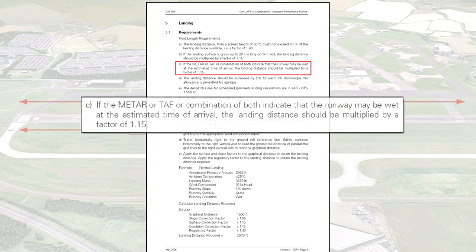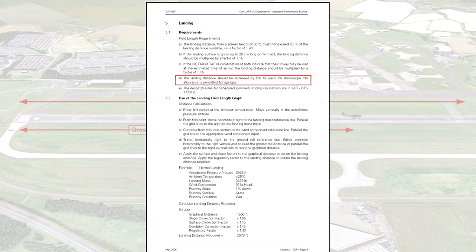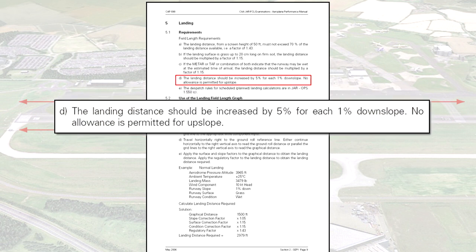Point C states that if there is an indication that the runway may be wet at the estimated time of arrival, the landing distance should be multiplied by a factor of 1.15. Again, multiplying the calculated landing distance by a factor of 1.15 will increase the landing distance by 15%. Point D states the landing distance should be increased by 5% for each 1% downslope. This means that for a 1% downslope, the landing distance should be multiplied by a factor of 1.05.